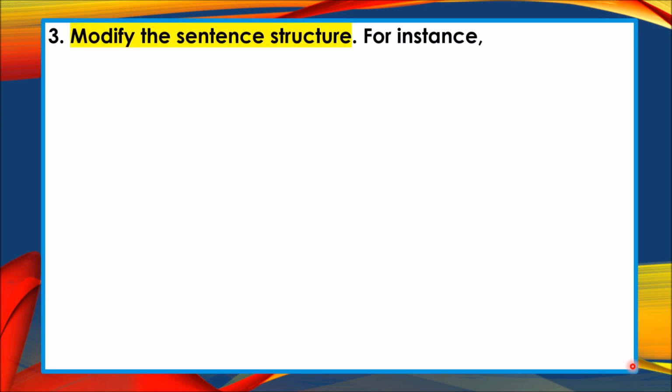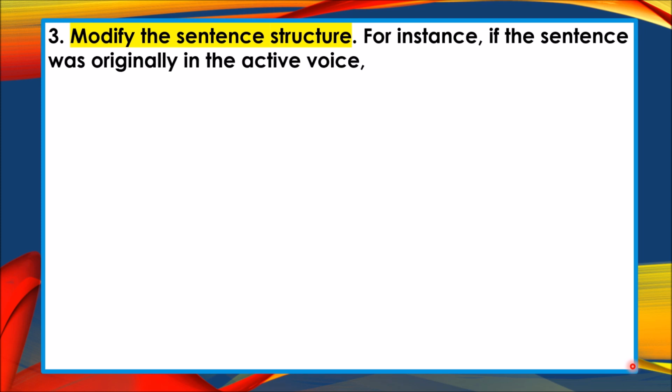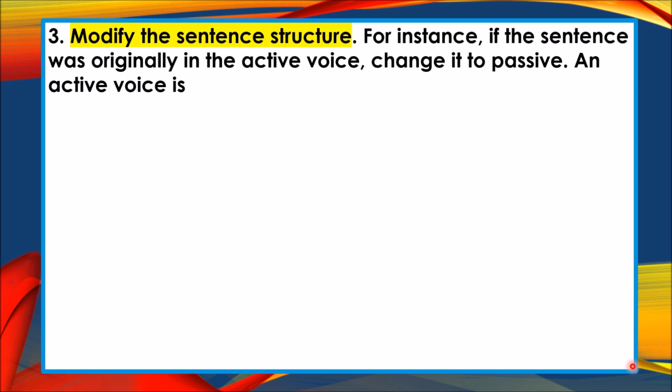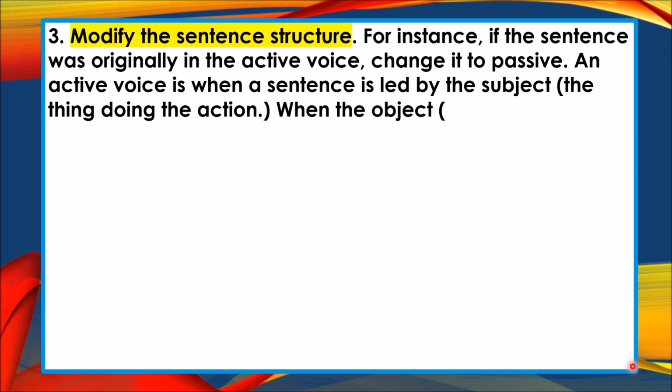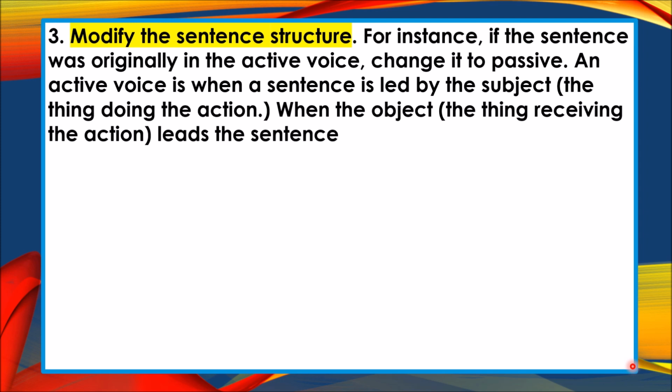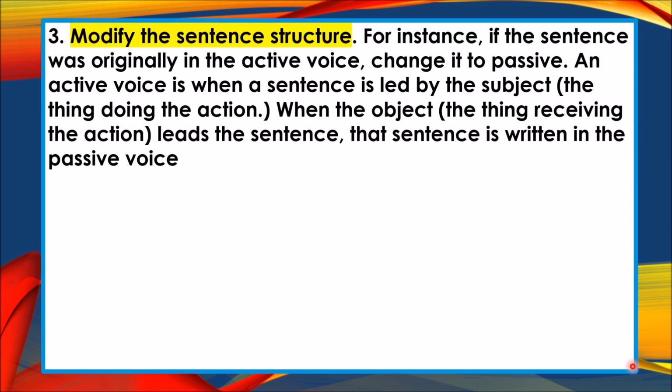So, next one. For third, modify the sentence structure. For instance, if the sentence was originally in the active voice, change it to passive. An active voice is when a sentence is led by the subject, the thing doing the action. When the object, or the thing receiving the action, leads the sentence, that sentence is written in the passive voice.